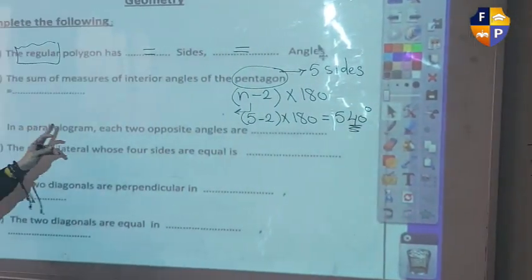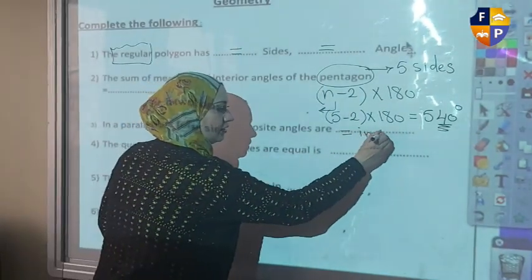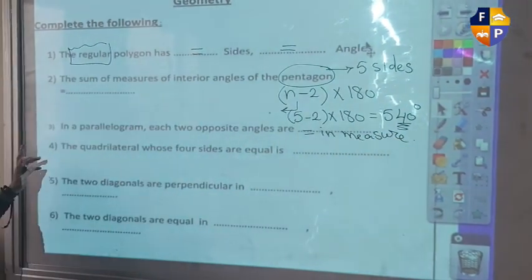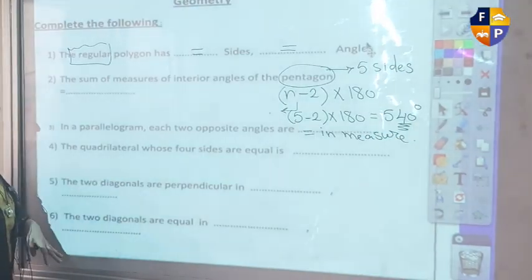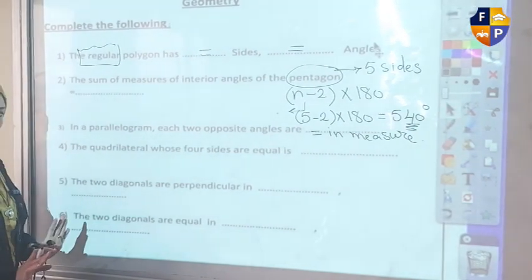Here in the parallelogram, each two opposite angles are equal in measure. Number 4, the quadrilateral whose 4 sides are equal is a rhombus.